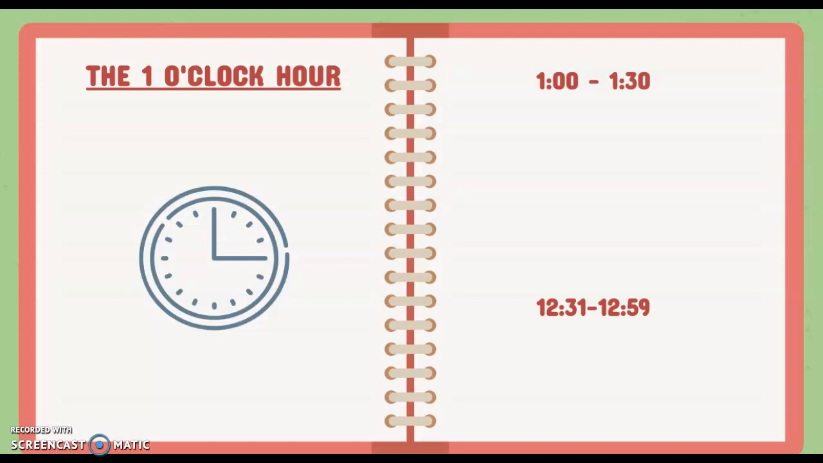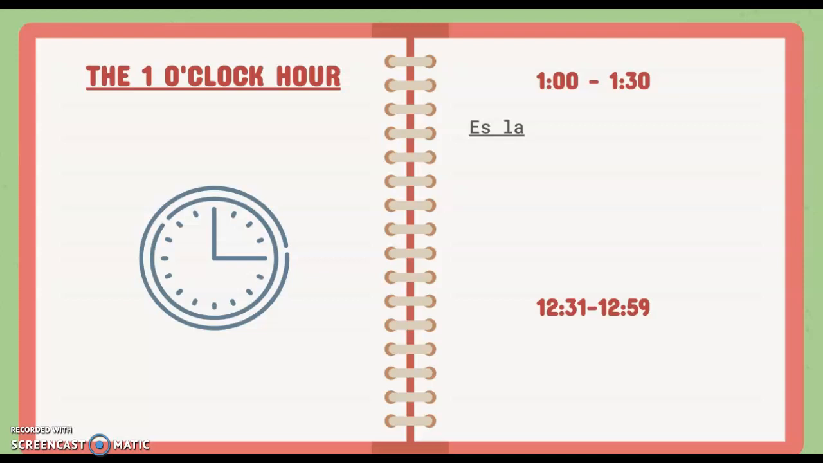So why is this hour different? It's different because we're going to start off and we are going to say es la. So we're not going to say son las from 12:31 to 1:30. We would say es la. The reason is because we are talking about 1 hour. So we want to say it is the. We are talking about 1 hour.